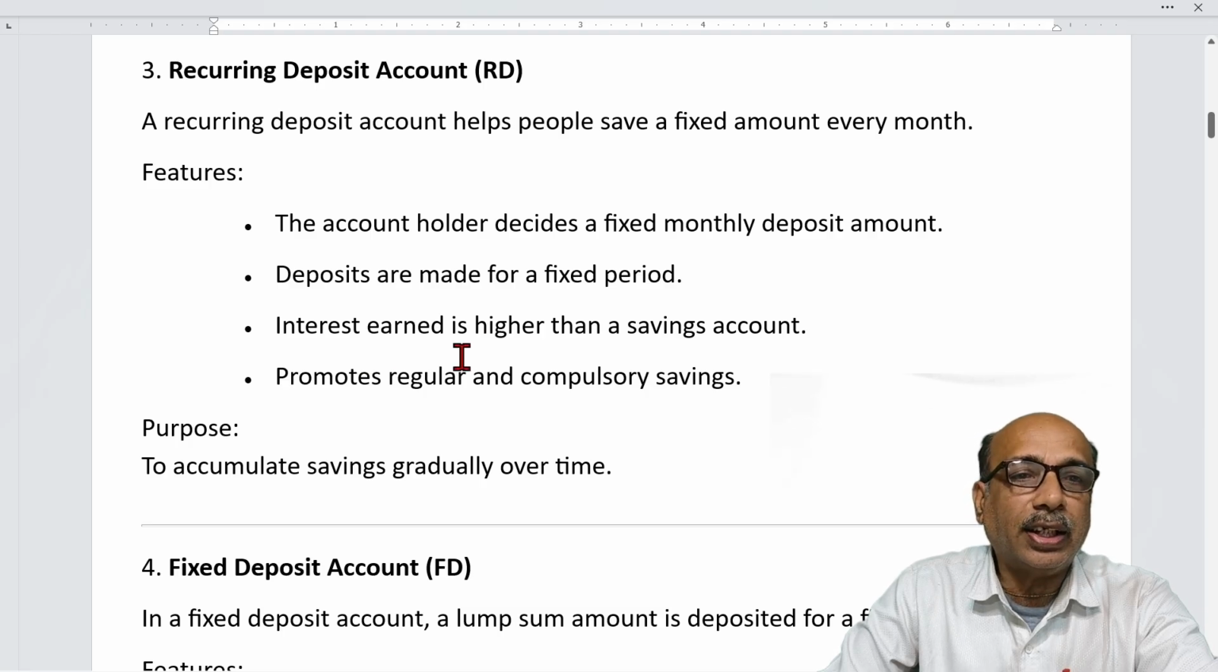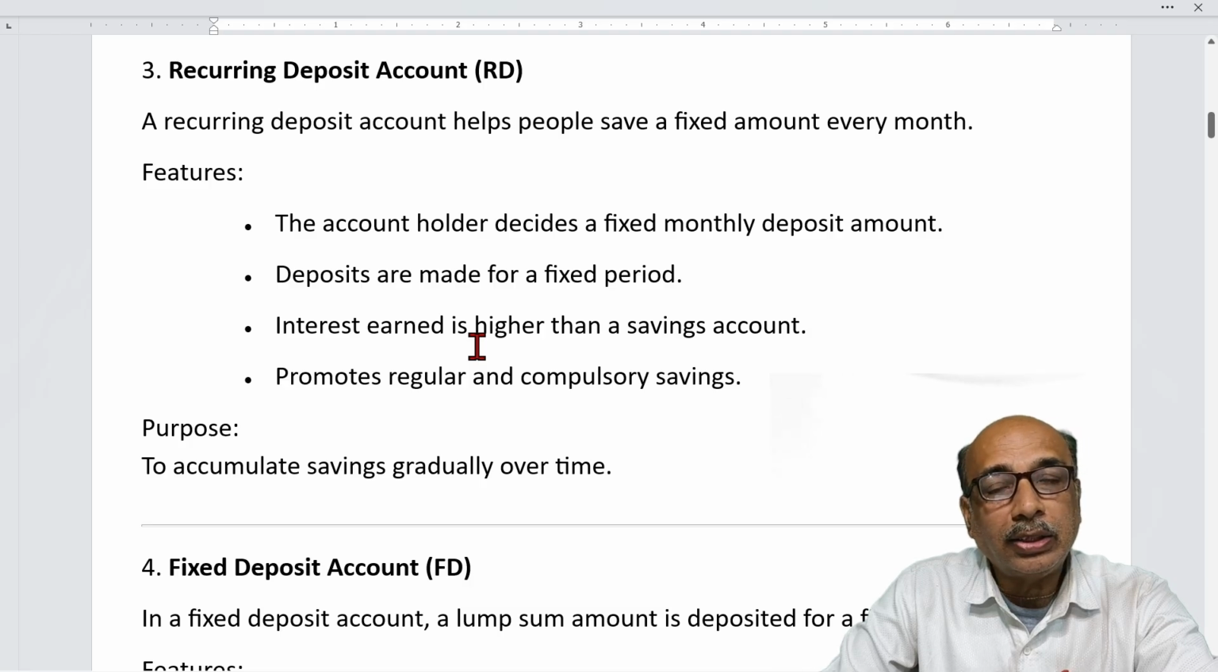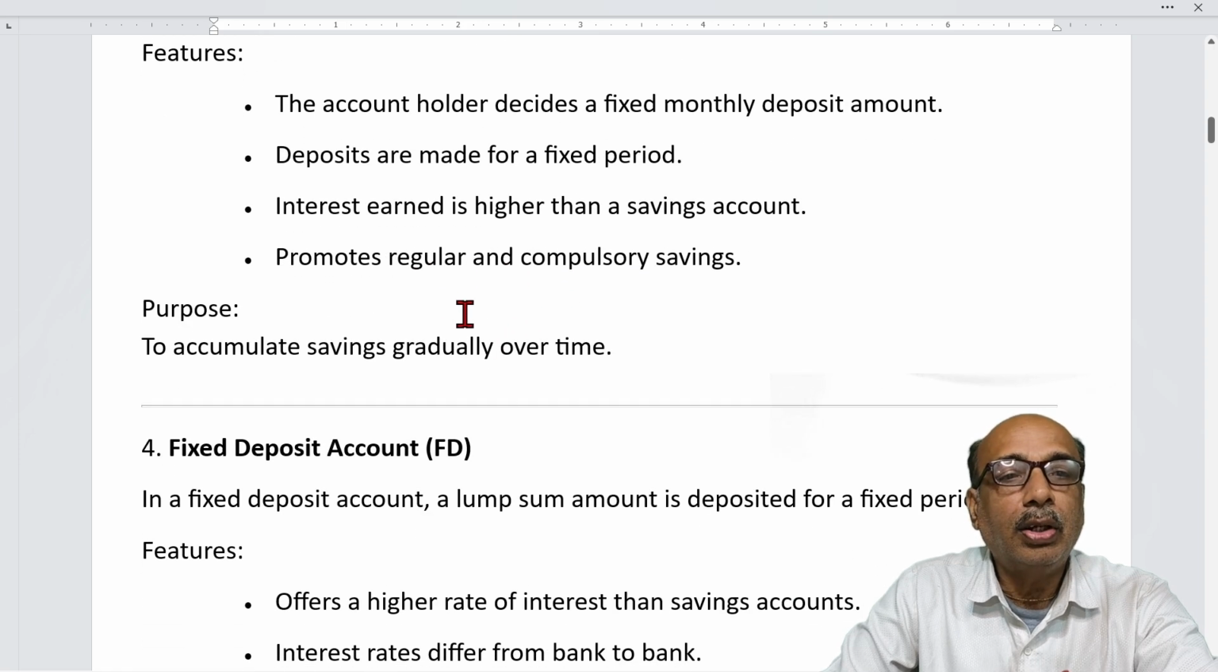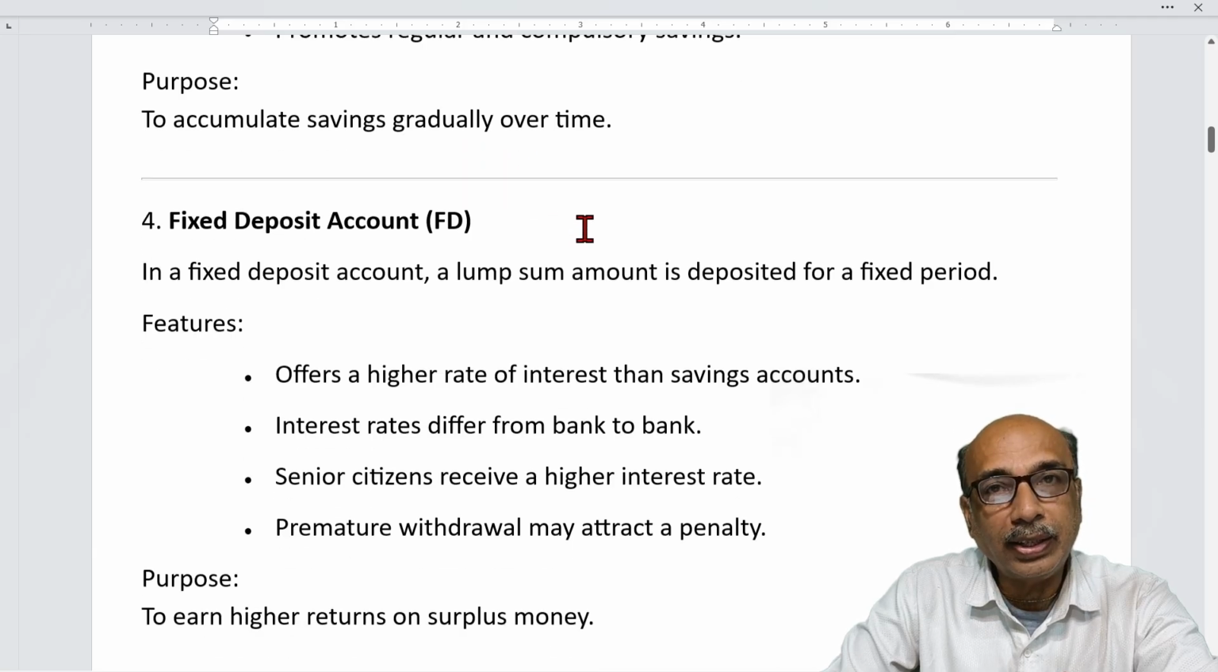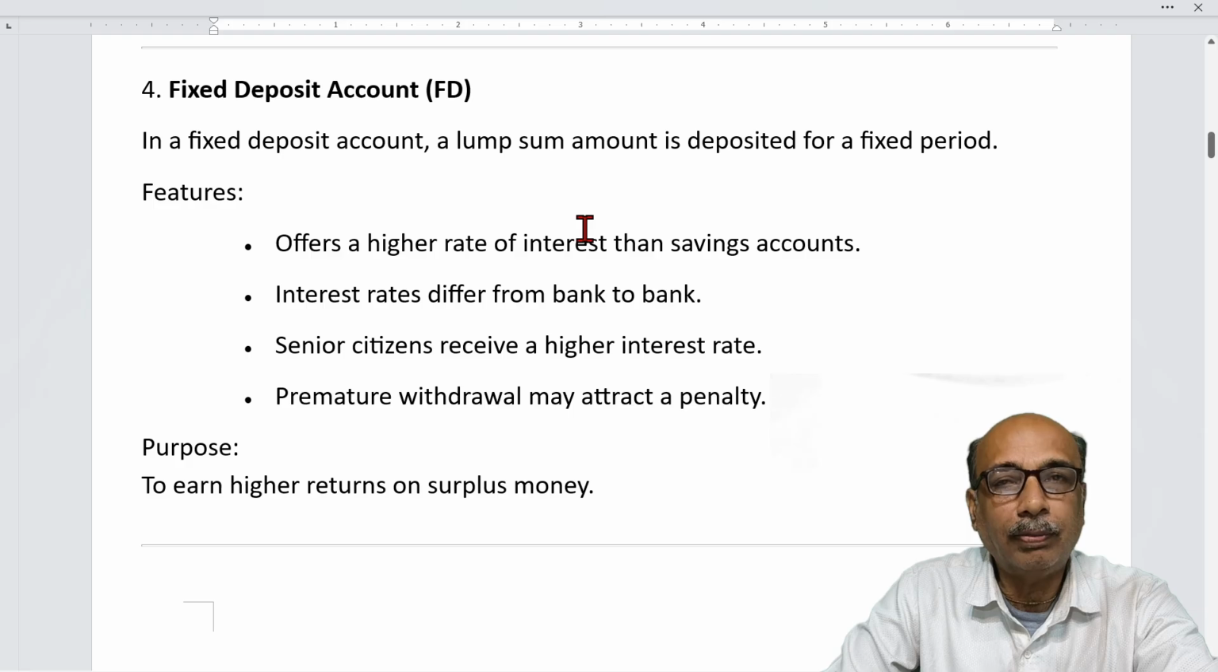The interest rates are greater than the saving account. So interest earned is higher than a saving account. It promotes regular and compulsory savings. Every month you have to deposit. That is compulsory. Purpose: to accumulate savings gradually over time, to increase the saving in the bank from time to time.